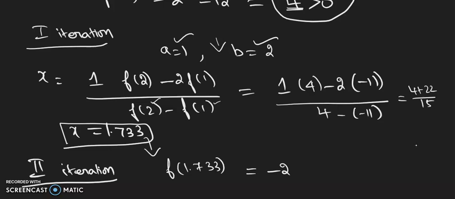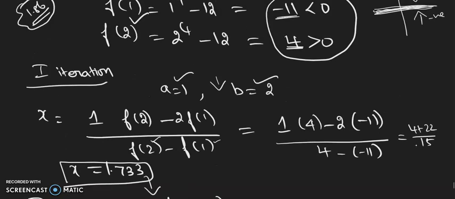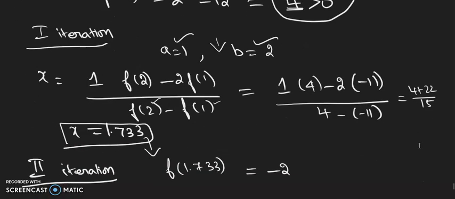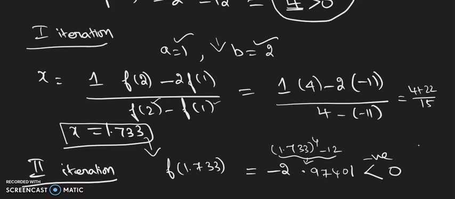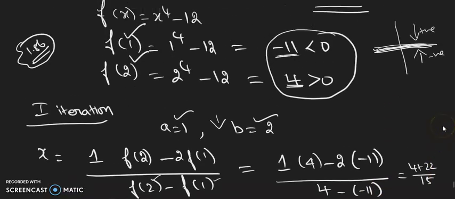So my function is x power 4 minus 12. So 1.733 power 4 minus 12. If you check, this value is nothing but minus 2.97401. This value is less than 0 because it's a negative value. Correct? And what is the other value? Here, out of a and b, this is less than 0, this is greater than 0.